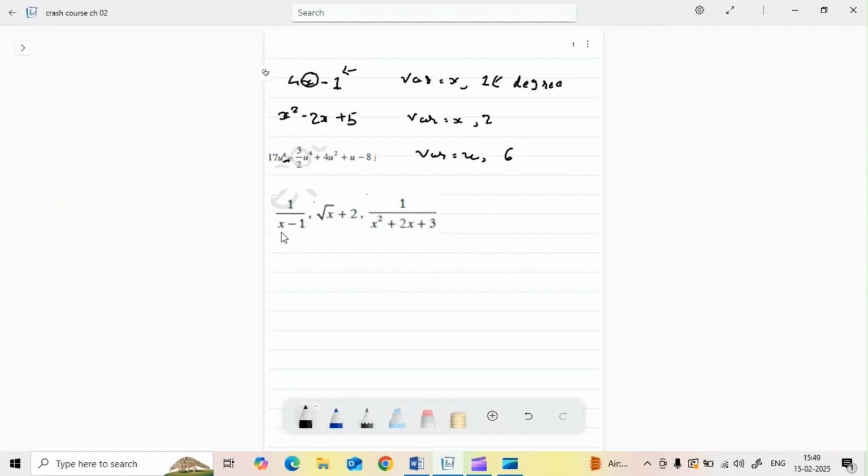Now some examples where the power is less than 1, so we cannot consider them as polynomial equations. Examples of such are 1 upon x minus 1, under root x plus 2, 1 upon x square plus 2x plus 3. These are not polynomial equations.